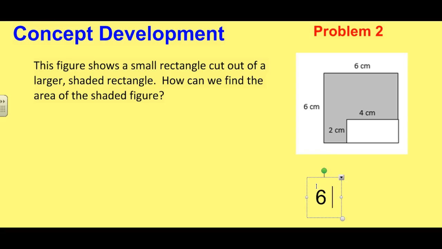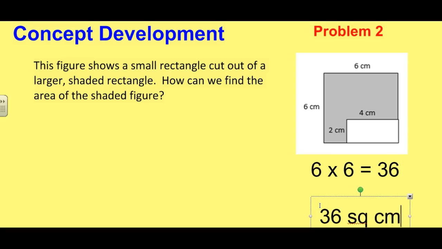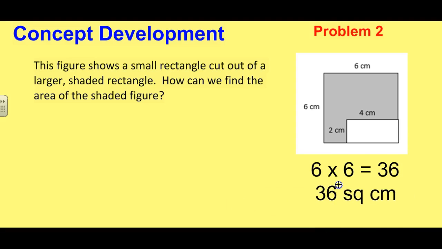Okay, so the equation was 6 times 6 equals 36, so the area of that square is 36 square centimeters. So now all we have to do to figure out what is the area of the shaded figure is just take away the white part of this square. So we know that this side was 2 centimeters and we know that this side is 4 centimeters. So on your board, write down the area of this white rectangle.